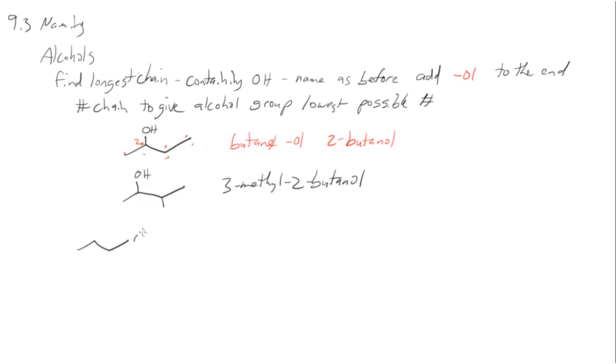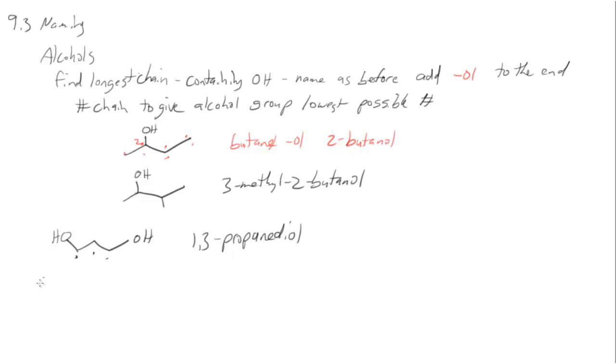If we have two alcohols on the same molecule, then we name it as a diol. So there are 3 carbons here, and our groups are at 1 and 3, so 1,3-propanediol.